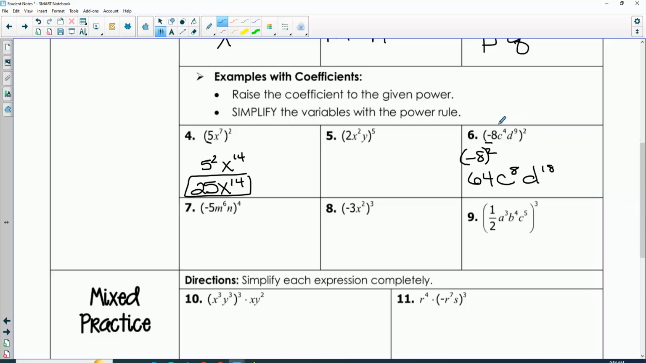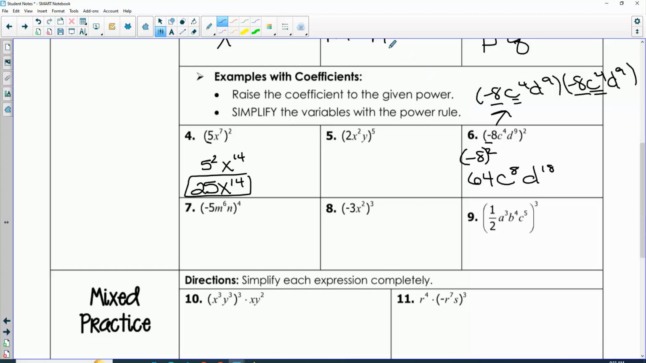If this is confusing to you, you can think about what it means. If it's squared, that means I have this thing 2 times. If I wrote that entire parenthesis 2 times, then it's a problem like we did last week. Negative 8 times negative 8 is positive 64. 4 C's and 4 C's gives me 8 C's. 9 D's and 9 D's gives me 18 D's. Okay, so it's just a shorthand way of writing this.